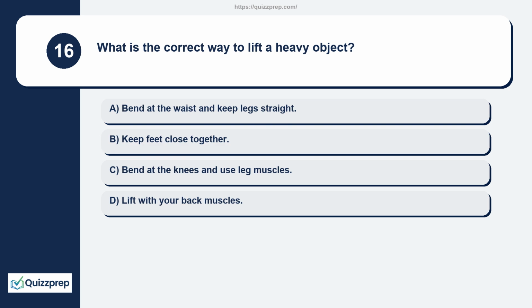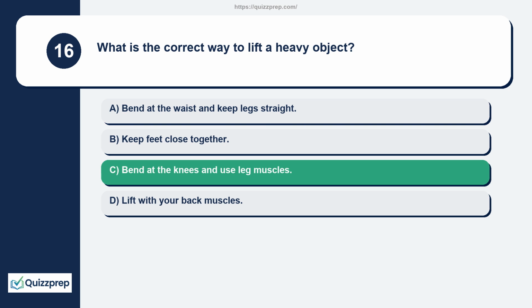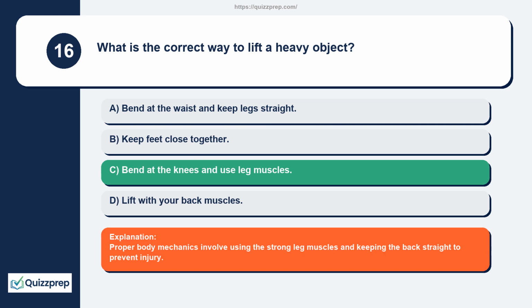Question 16. What is the correct way to lift a heavy object? Bend at the waist and keep legs straight, keep feet close together, bend at the knees and use leg muscles, or lift with your back muscles? Proper body mechanics involve using the strong leg muscles and keeping the back straight to prevent injury.